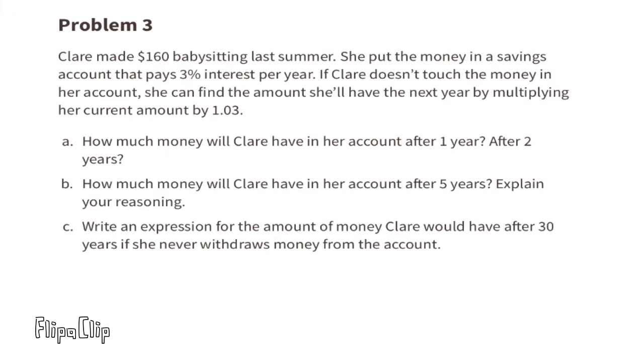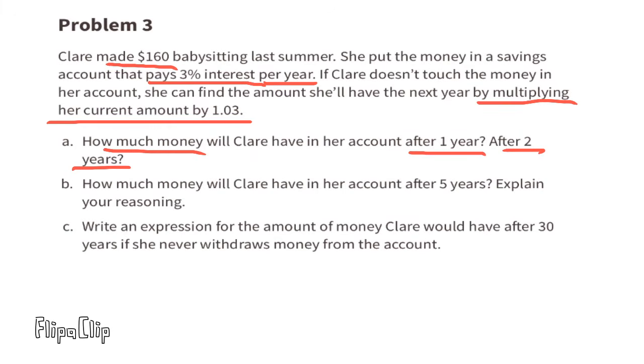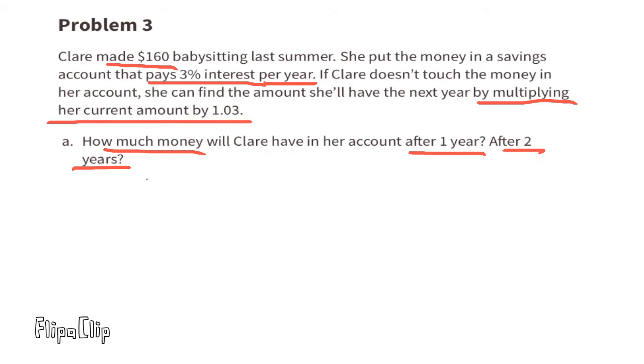Problem number 3. Claire made $160 babysitting last summer. She put the money in a savings account that pays 3% interest per year. If Claire doesn't touch the money in her account, she can find the amount she'll have the next year by multiplying her current amount by 1.03. A. How much money will Claire have in her account after 1 year and after 2 years?